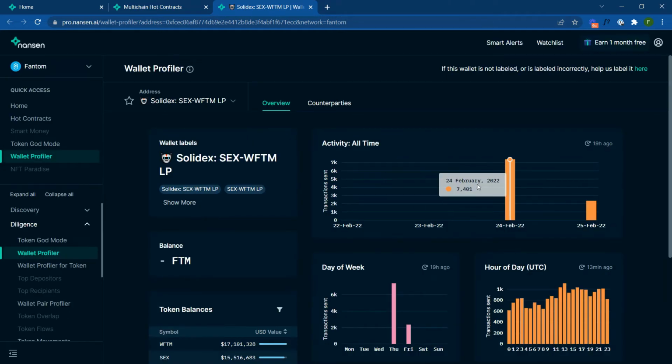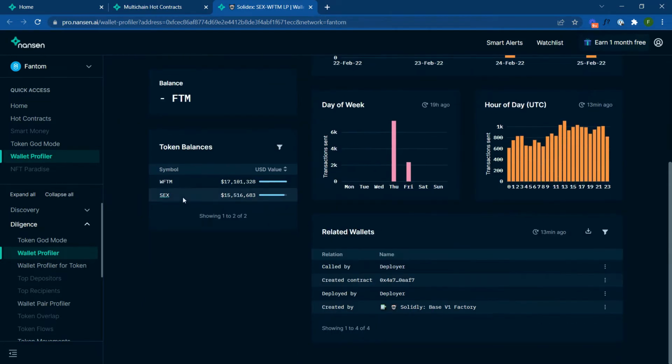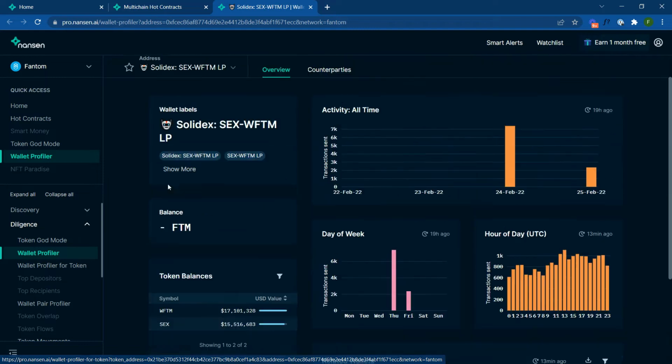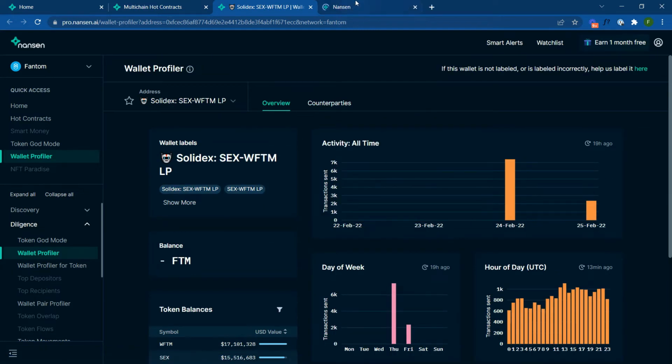Moving on to the charts, the first one tells us that the pool has been active for 2 days. More importantly, though, we can see the balance of the two tokens that constitute the pool, and they weigh in at around $15 million. Now we can move to the second tab, counterparties.